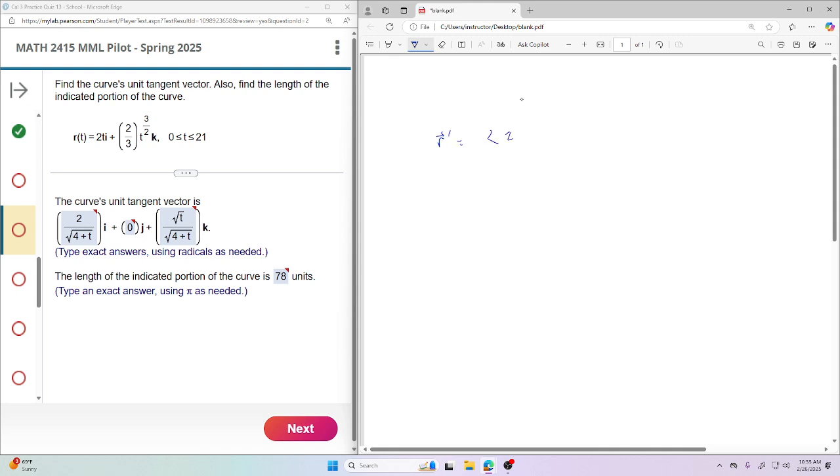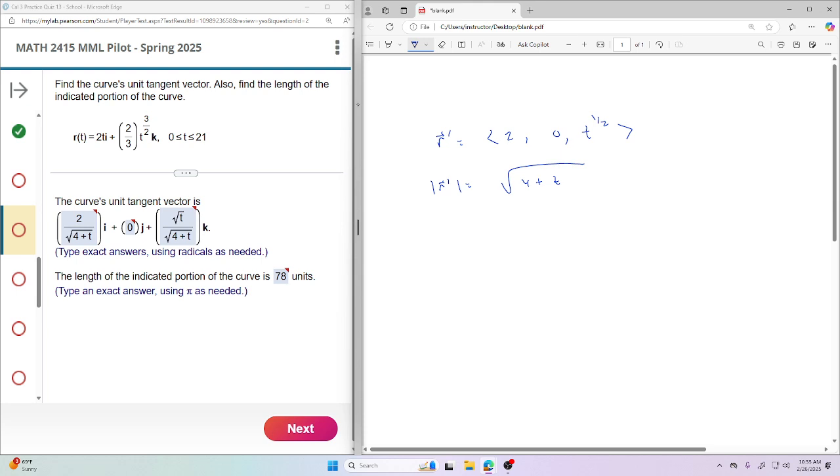So 2, 0, of course. When I move the 3 halves down, it cancels with the 2/3, but it leaves a what power? 1/2. Very good. Magnitude: 4 plus t, actually, because you're squaring it already. Square root of the square cancels there.